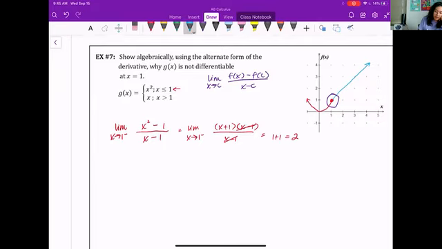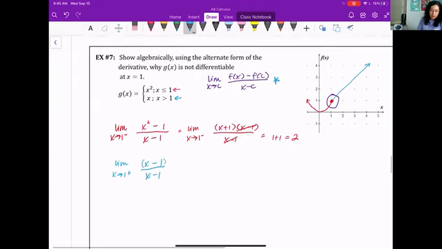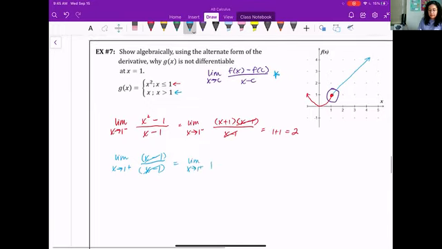Let's check the derivative from the right. The limit as x approaches 1 from the right. I'm still using this alternate form of the derivative, but this time I'm going to use the bottom part of my piecewise function. My function is x. I'll plug in 1, and on the bottom, x minus my point of interest, 1. If I plug in 1 here, I'm still going to get 0 over 0, but x minus 1 can cancel with x minus 1, and I'm left with not 0, I'm left with 1. So the limit as x approaches 1 from the right is 1.